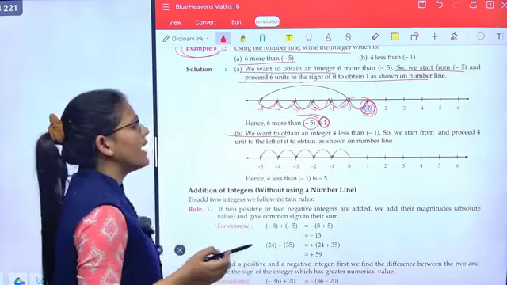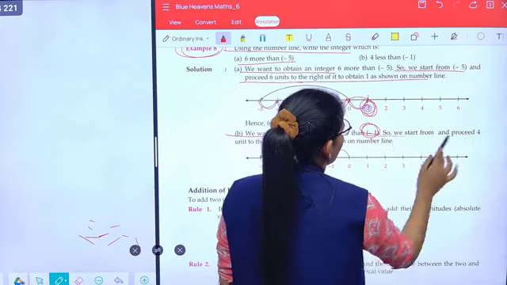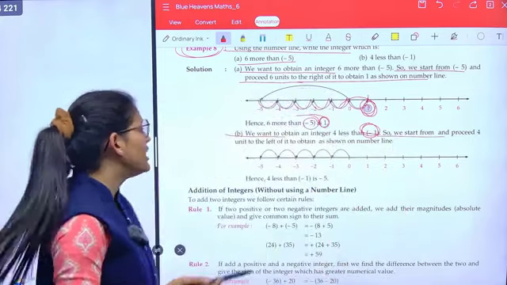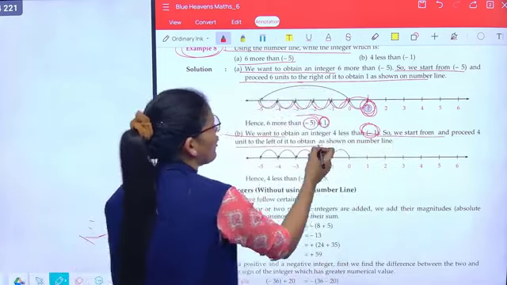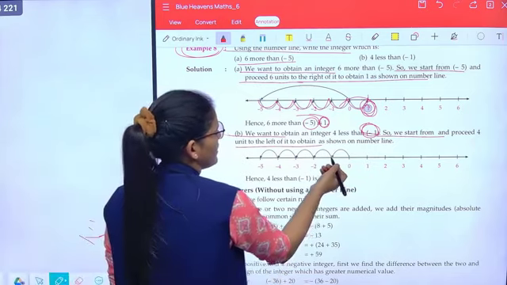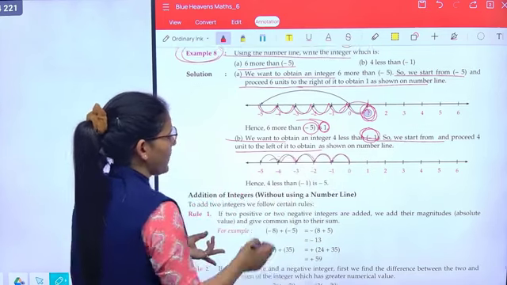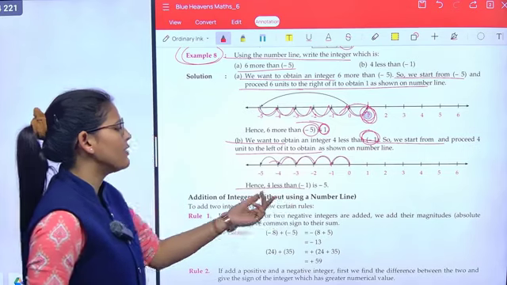We want to obtain an integer 4 less than minus 1. So we start from minus 1 and proceed 4 units to left of it to obtain the answer as shown on number line. Now class, you can see here 1, 2, 3, 4. So hence 4 less than minus 1 is minus 5.